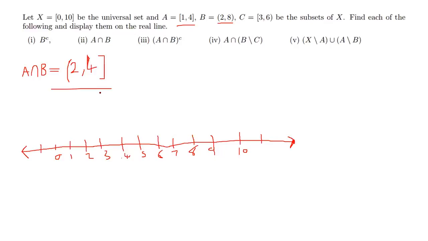Then now you go on the number line there. You go on the number line, you show it out. So we're going to have a circle there on 2. We also have a circle on 4. Then you write a line like that.